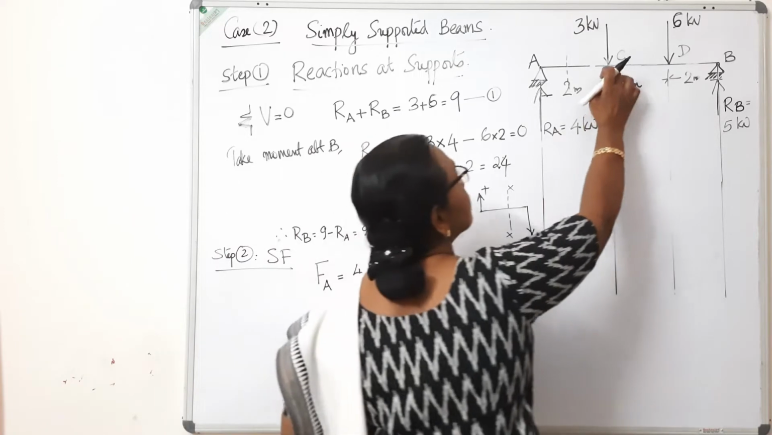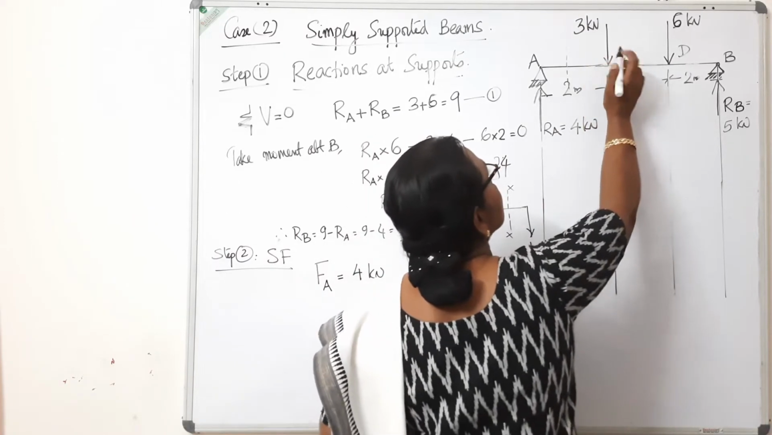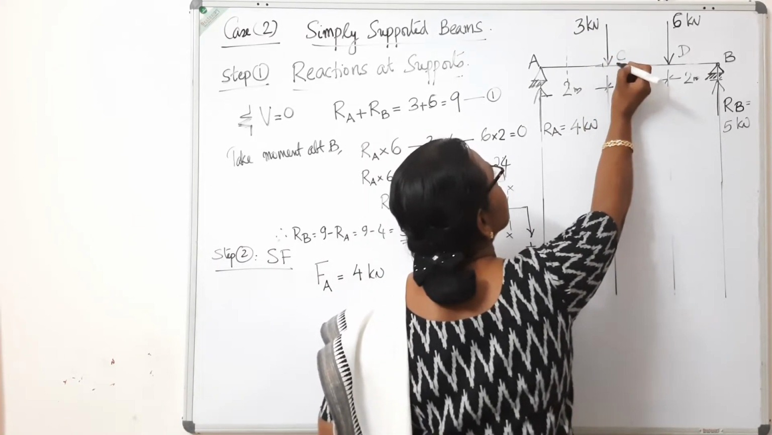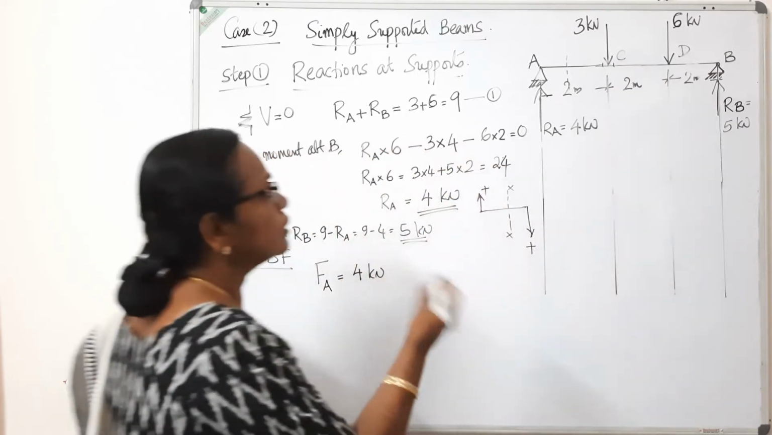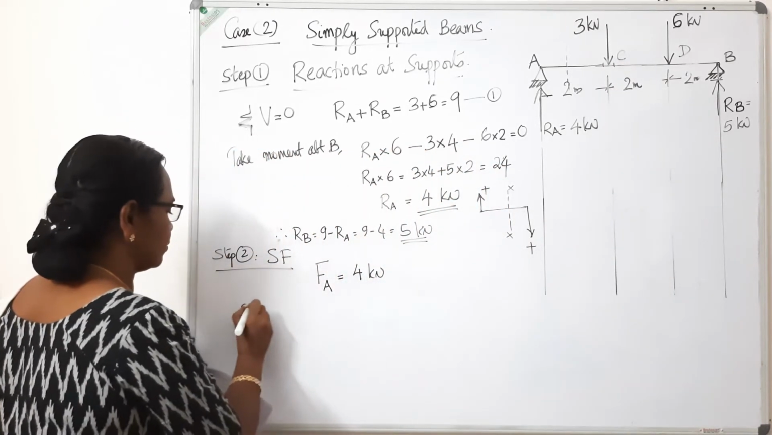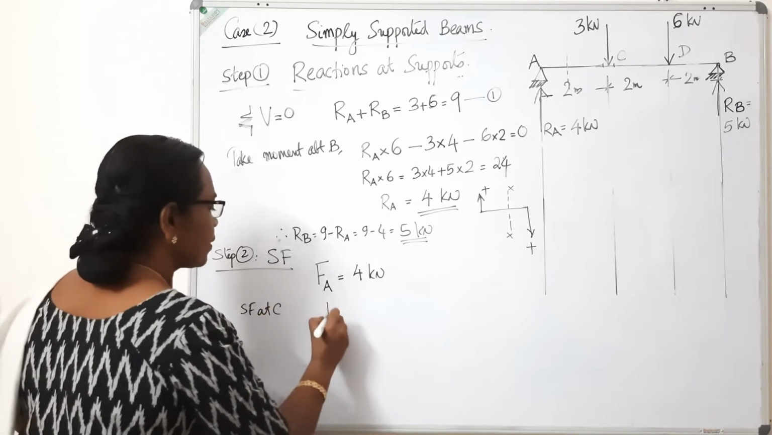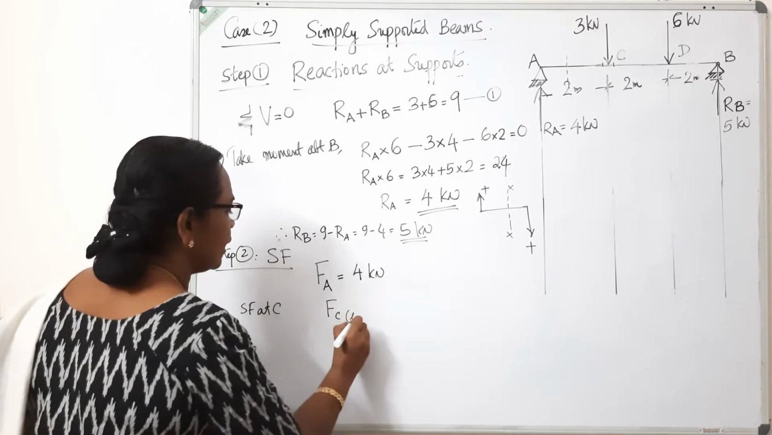Consider point C. There is a vertical load acting at this point C. So you have to consider just to the left as well as right of it. Consider point C. Shear force at C, FC left.